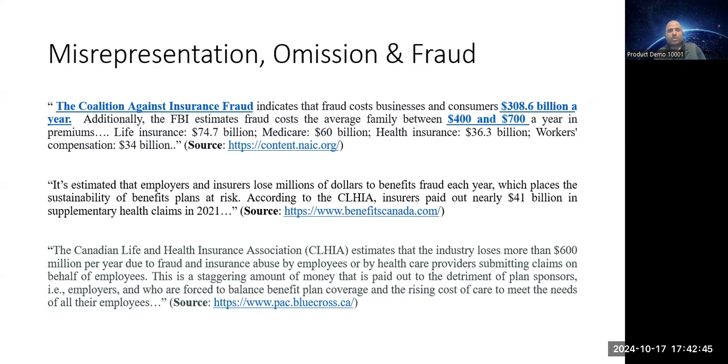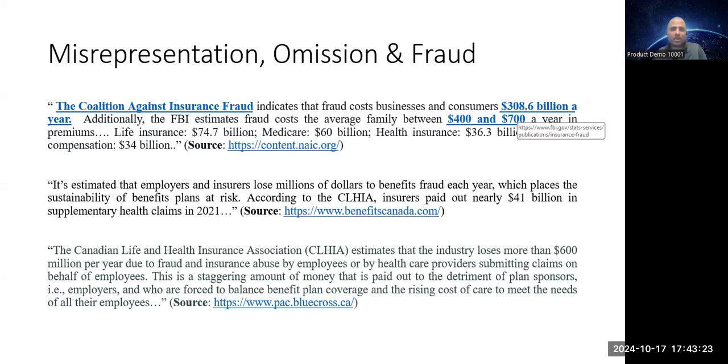Okay, some stats on misrepresentation, omission, and fraud. The Coalition Against Insurance Fraud indicates that fraud costs businesses and consumers roughly $308.6 billion a year, which also means that the average family pays between $400 and $700 a year more in premiums because of fraud.